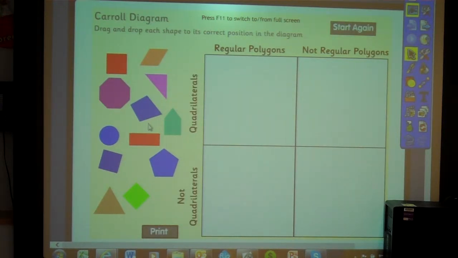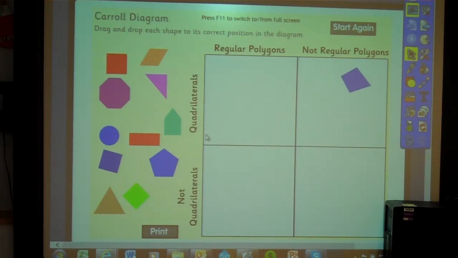So let's just test this one. I'm going to get a quadrilateral here, and the sides are not the same length, so it's not regular, but it is a quadrilateral. So after making my two choices, I'm going to pop it here. Yes, I'm correct, because it stays.